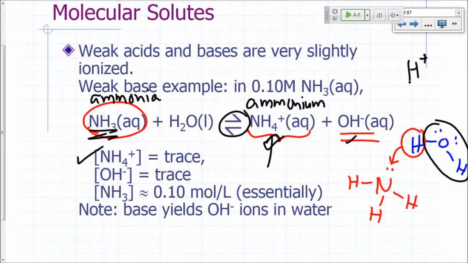So your ammonium ion and hydroxide concentrations will be negligible because ammonia is a weak base, but there's a certain amount of them that are formed. And so if you have a 0.1 molar solution of ammonia, it will still essentially be 0.1 molar in terms of the concentration of the molecules themselves. Okay?